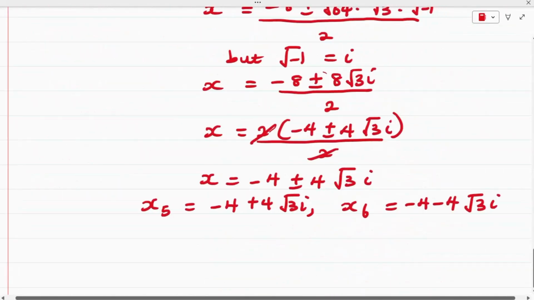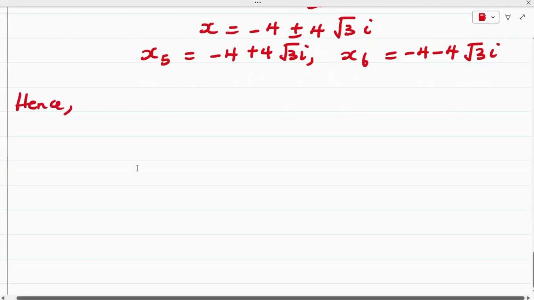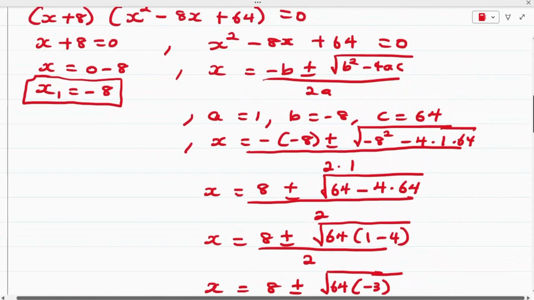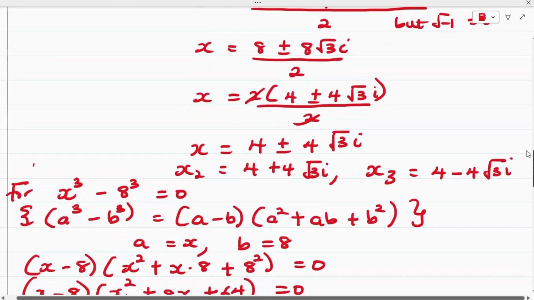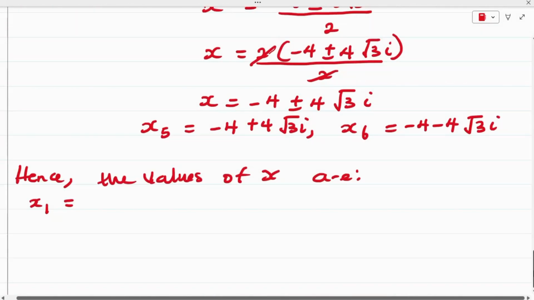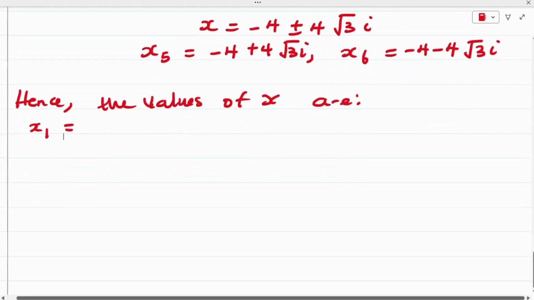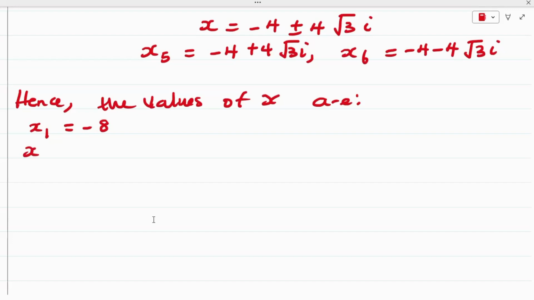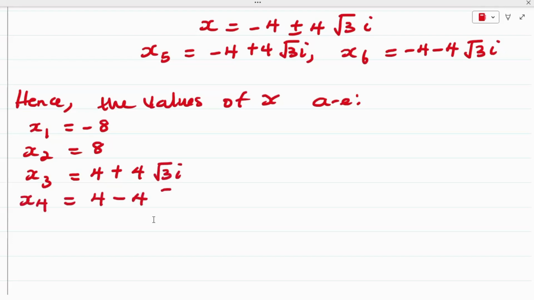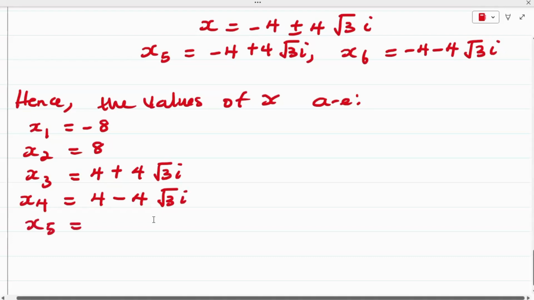So we're just going to write out all the values of x. So hence we have that the values of x are: x1 is equal to minus 8, x2 is equal to 8, x3 is equal to 4 plus 4 the square root of 3i, x4 is equal to 4 minus 4 the square root of 3i, x5 is equal to minus 4 plus 4 the square root of 3i, and x6 is equal to minus 4 minus 4 the square root of 3i, and we have all these to be the values of x.